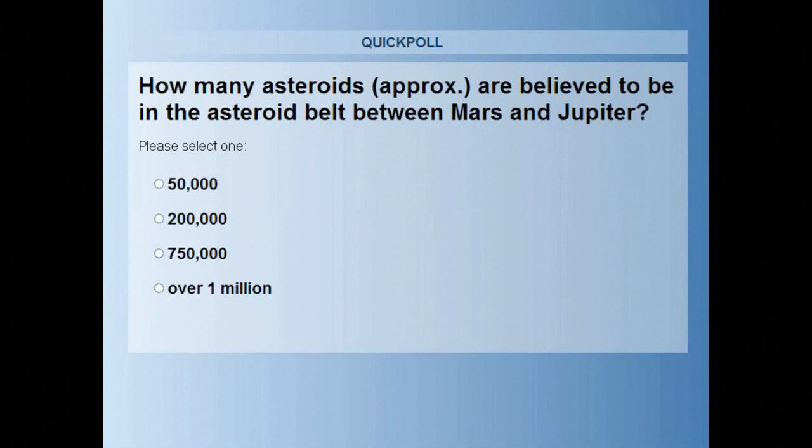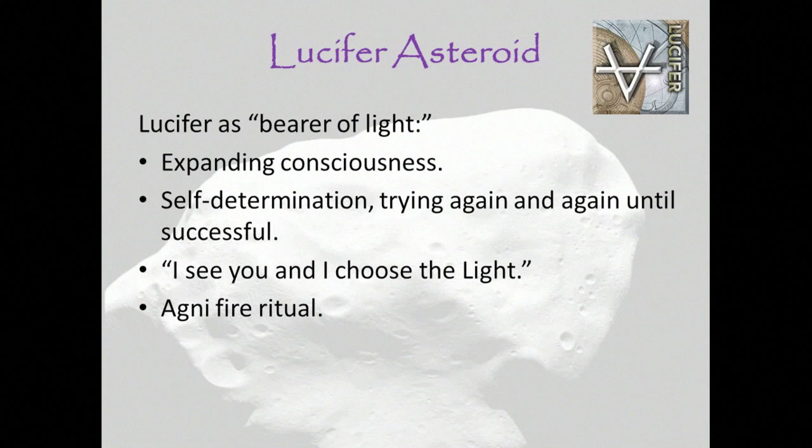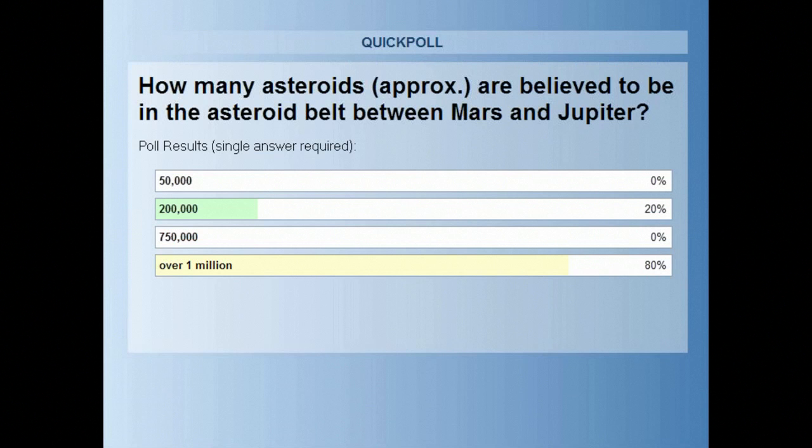Half of you have voted so far. And of course, we've had one major asteroid become a dwarf planet, and we'll talk about that maybe in the second poll. But how many are there in the asteroid belt? So I'm going to close the poll and share the results. Over 1 million. Actually, the answer, which nobody selected, was 750,000 asteroids larger than 3/5 of a mile in diameter.